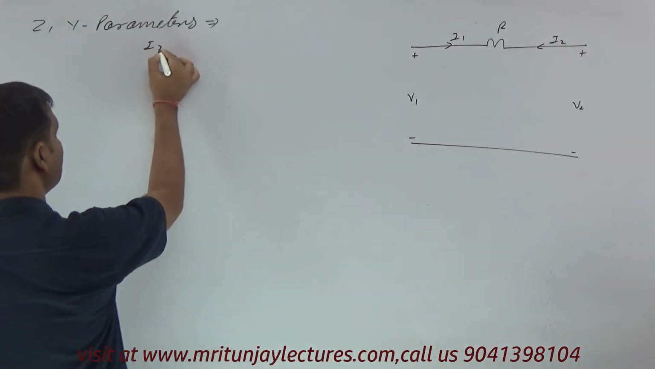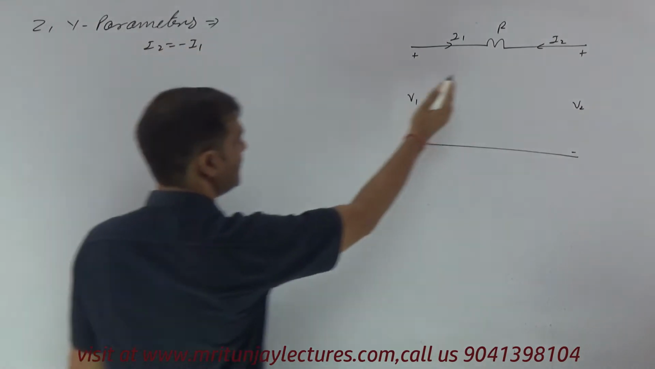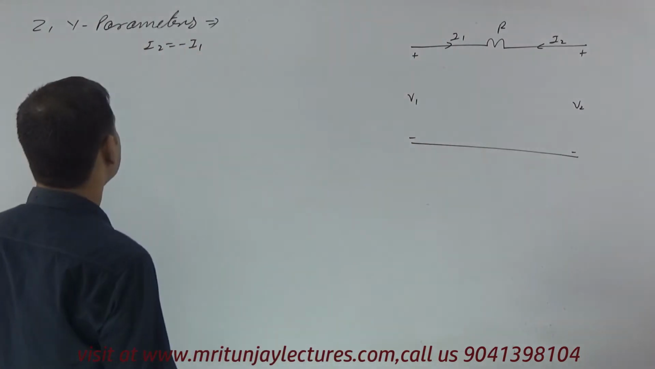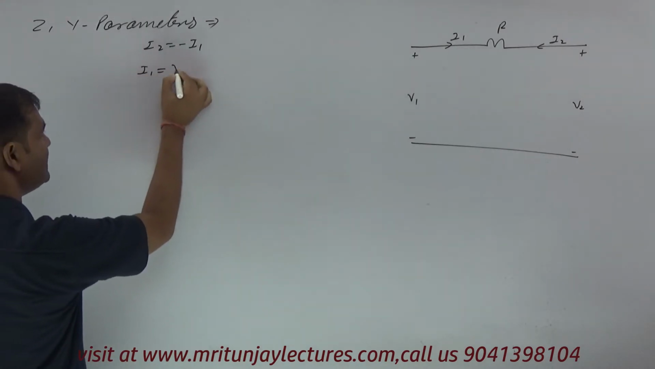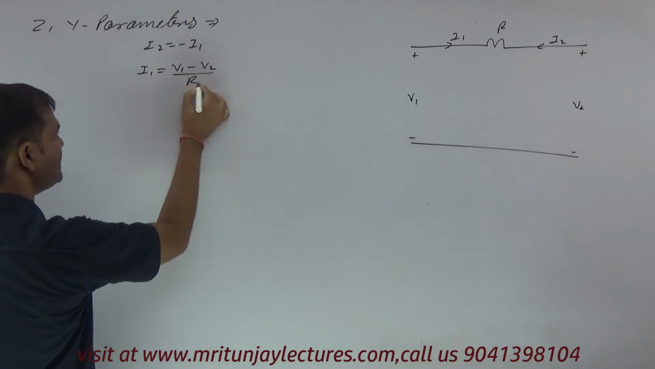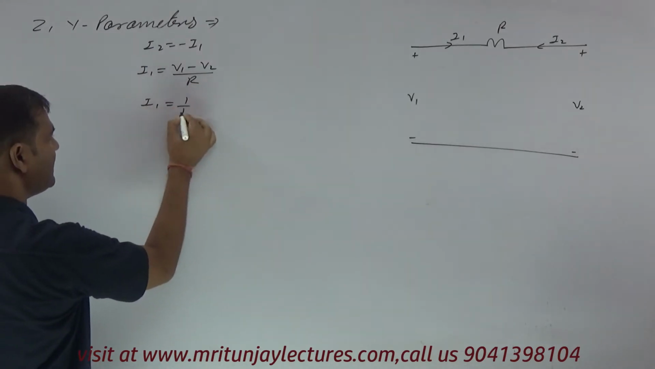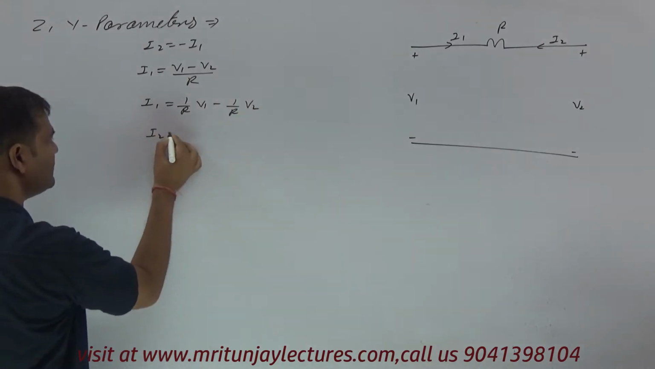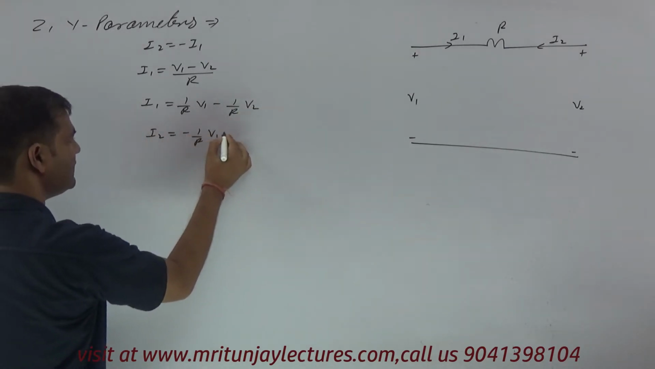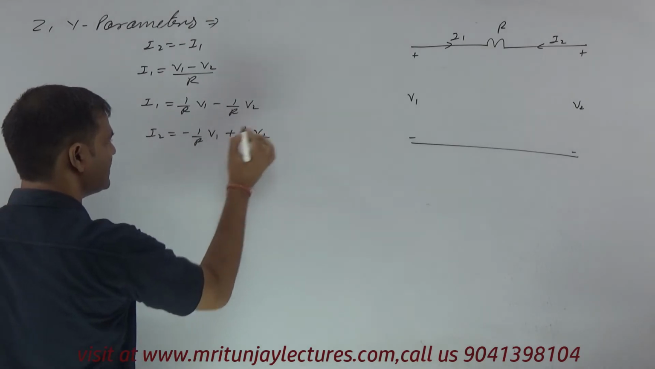I2 is equal to minus I1, very clear. And if you retain I1, that is (V1 minus V2) divided by R. Very simple. I1 is written as 1 by R into V1 minus 1 by R into V2. What about I2? I2 is written as plus 1 by R into V2 correspondingly.